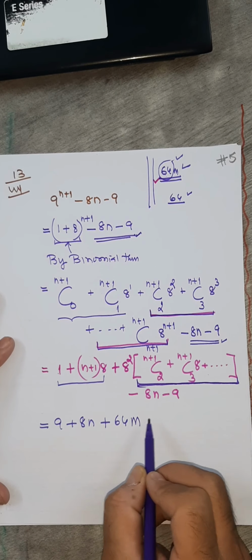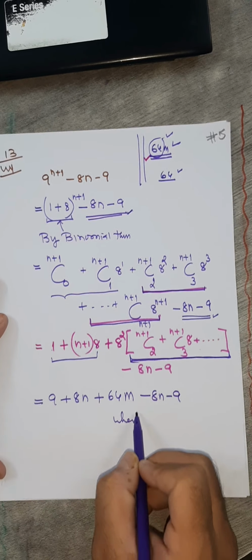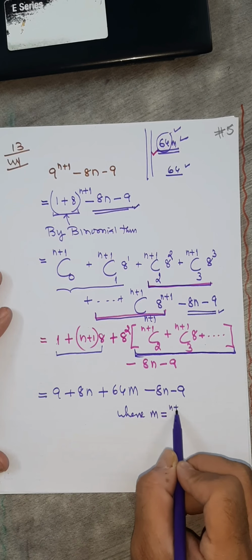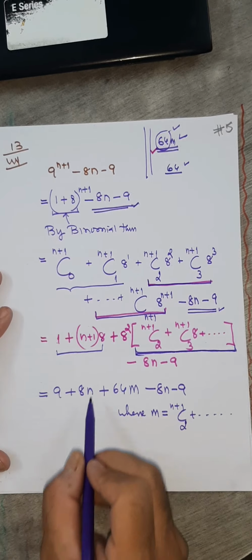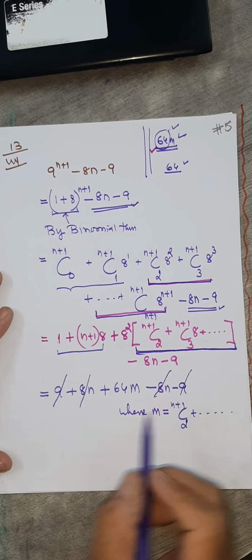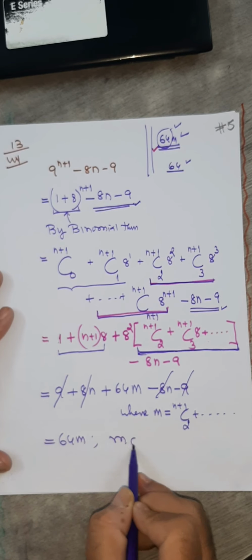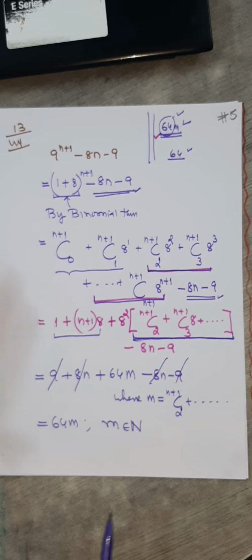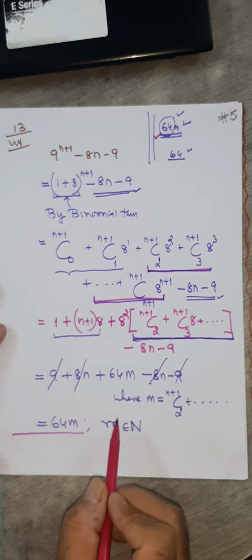Whatever it is, it would be some integer, remember. So I'll write a small m. Minus 8n minus 9. Where m, small m, is this: n plus 1 C2 and so on. It's an integer, remember. This 8n will get cancelled with this. So what we are getting here? 64m, where m is some integer. This value will be a positive integer, remember. So what you have shown, look at it, the final expression, 64 into some integer.